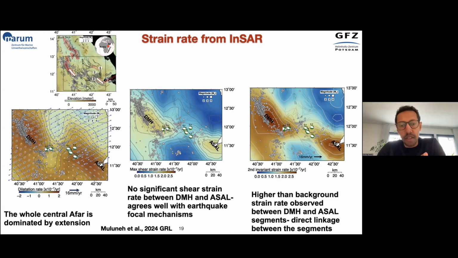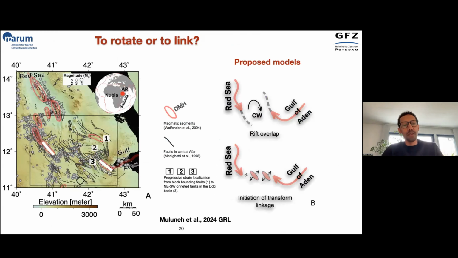We don't know what was happening in the past. We have some idea based on paleomagnetic studies, but the INSAR data shows what's happening only today. So for that reason, we conduct a numerical modeling experiment. We try to design a setup where we can see how two rifts connect. So we have this Gulf of Aden, which is deflected to the northwest, and the Red Sea, which is oriented northwest southeast. And some studies suggest clockwise rotation, others show a kind of initiation of a transform linkage.